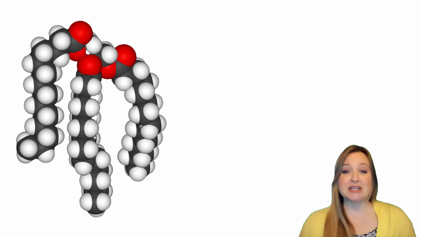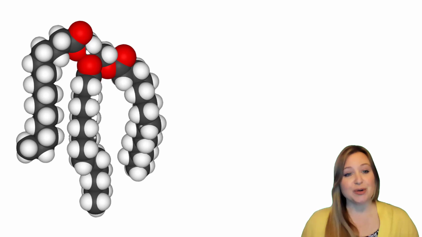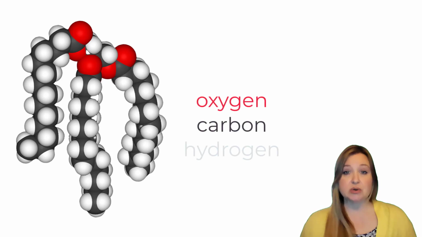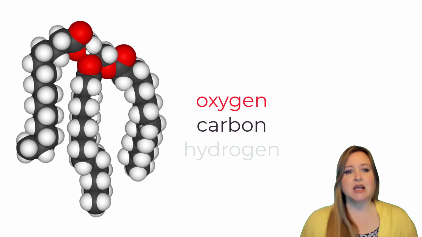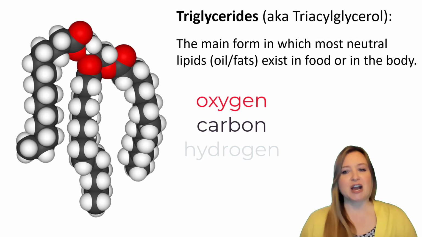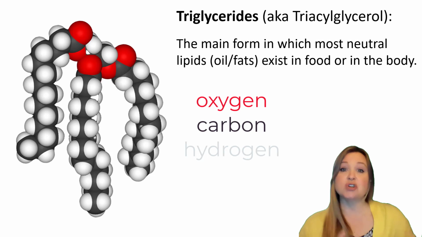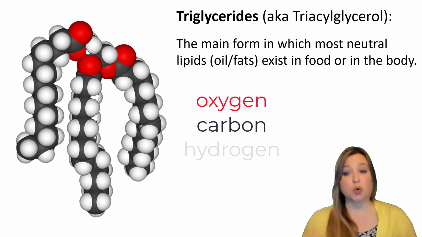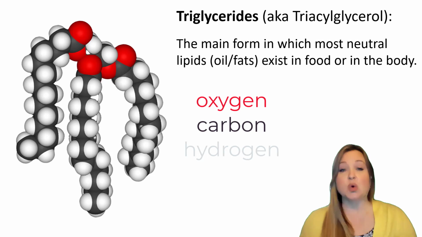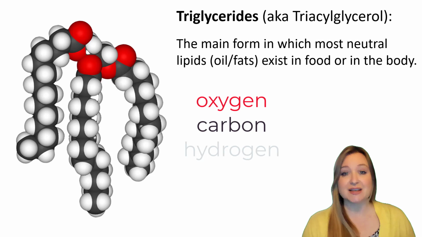So this is what's called a space-filling model, and it is a model of a lipid, a neutral lipid like a fat or an oil. Okay, and in the space-filling model, oxygens are in red, carbons are in gray or black, and the hydrogens are in white. So you can see that in oils and fats and these neutral lipids, there are only a few oxygens. Most of the molecules is composed of carbons and hydrogens. And this particular structure is known as a triglyceride, which is also known as a triacylglycerol. This triglyceride structure is the main form in which oils and fats exist in living things or in food, right? Because the things that we eat, we're living things as well.